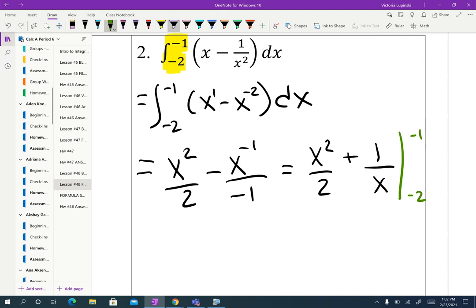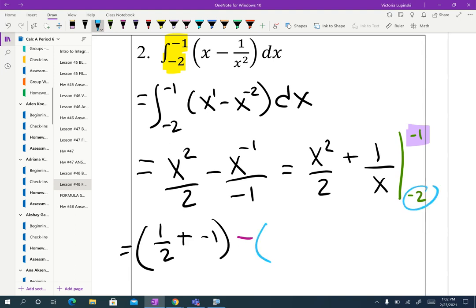You're always going to start by plugging in the top number first, and again, using parentheses where necessary. So you're going to plug in that -1. So -1 squared is going to be +1 over 2, plus 1 over -1 is -1. Then remember, you're always doing a minus, and now you're going to plug in the bottom number. So as you square a -2, you get a +4 over 2. Plus 1 over -2 is -1/2.